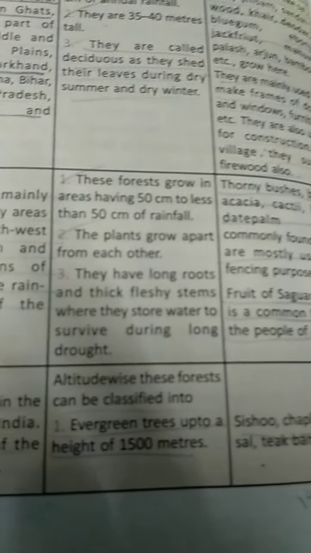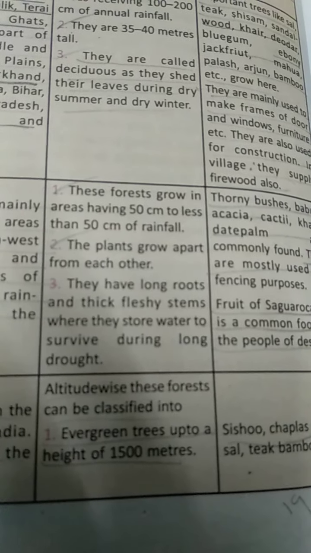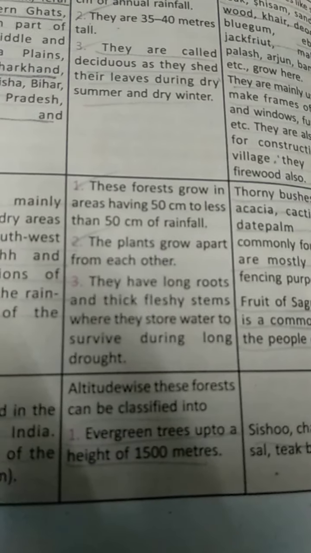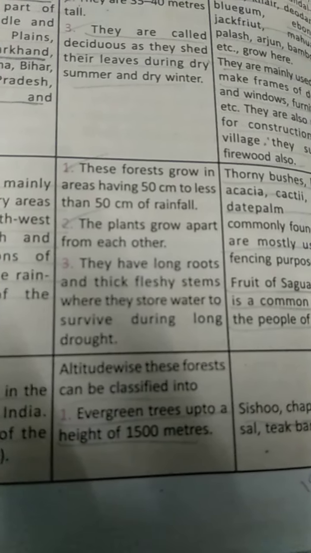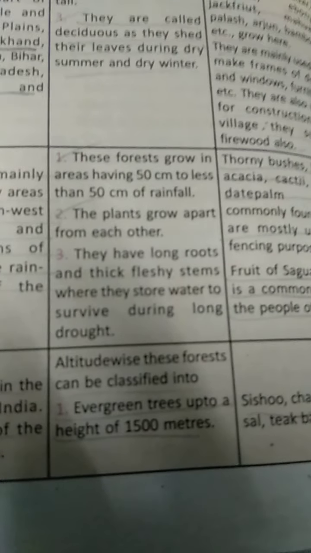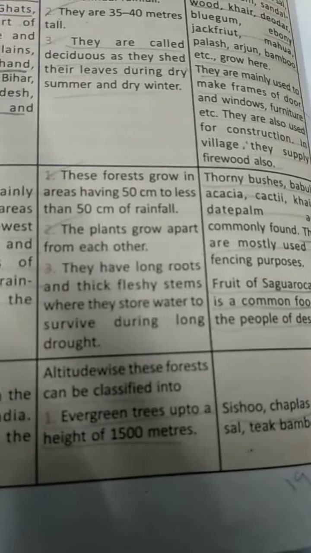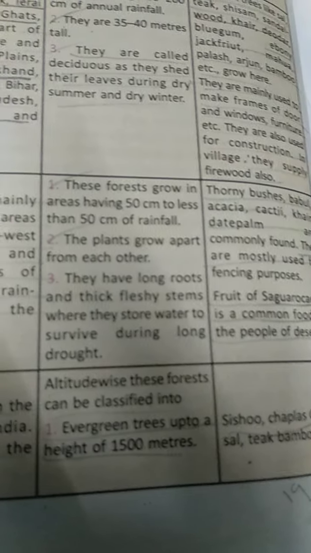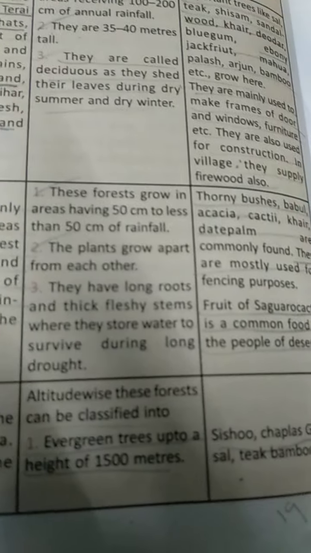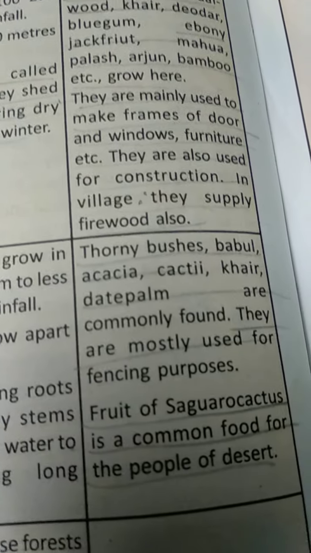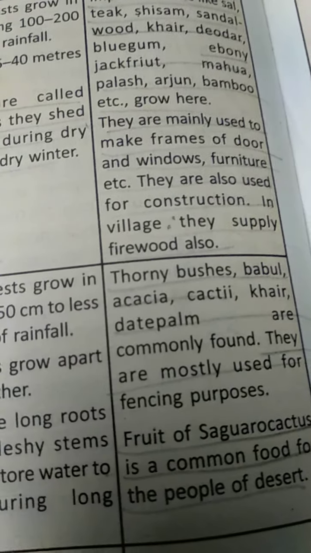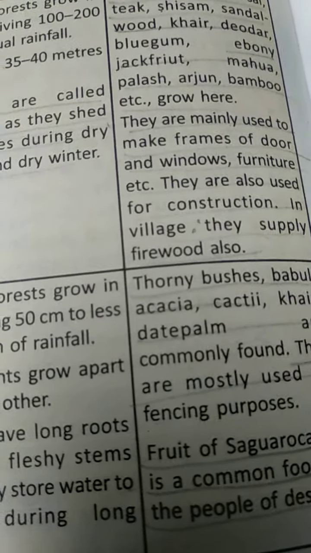What are the characteristics? They can grow with less rainfall, from 50 cm of rainfall. They grow far away from each other so that they can absorb water from the soil as much as possible. Their roots are very long and their stems are thick, which helps them to store water and survive during a long drought because the regions are dry. They have thorns on them, so thorny bushes, babul, acacia, cactus, khar, date and plum.